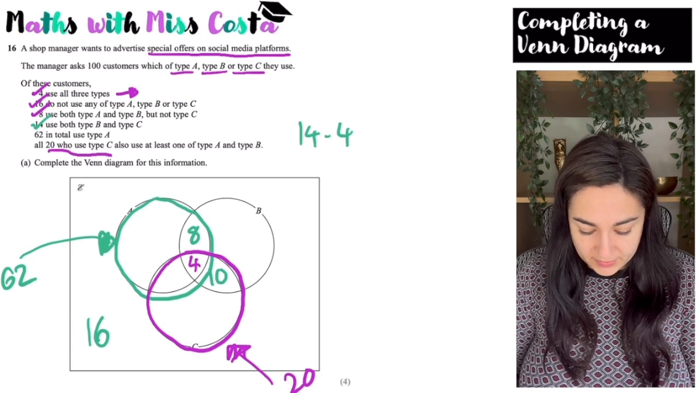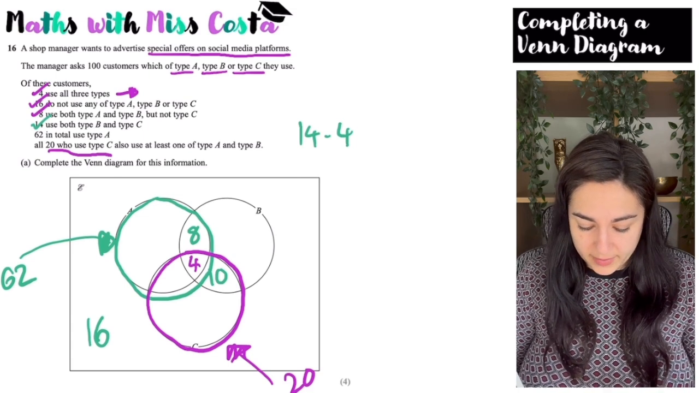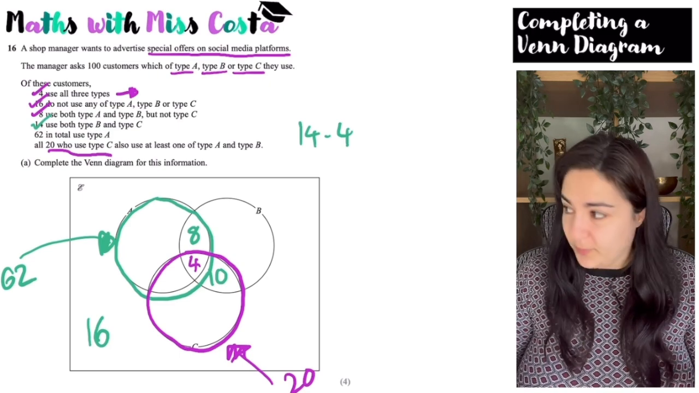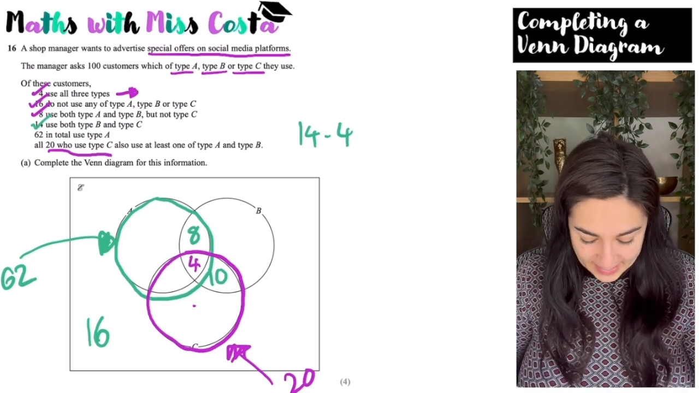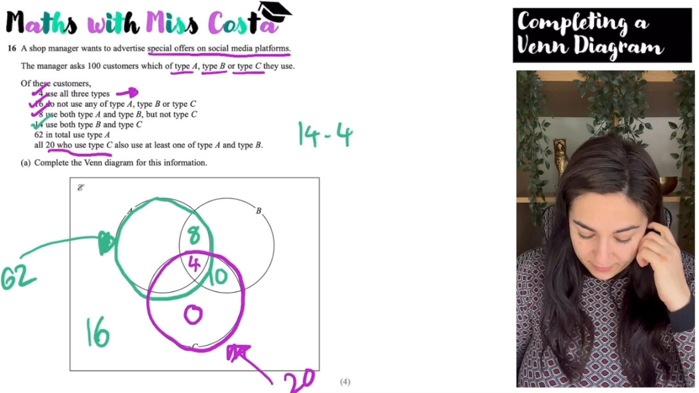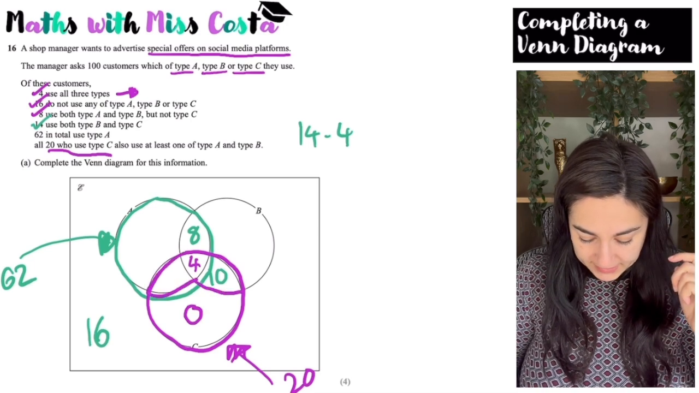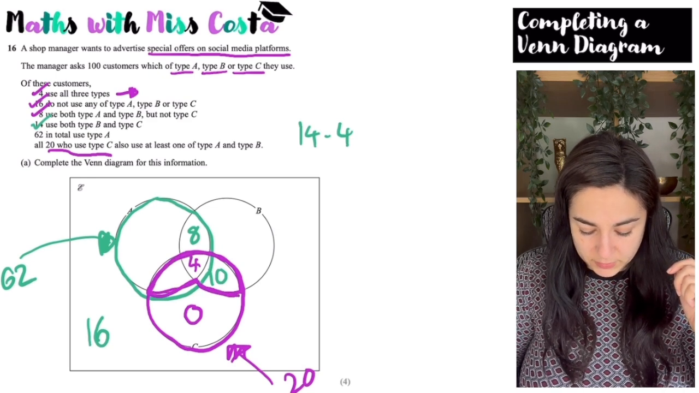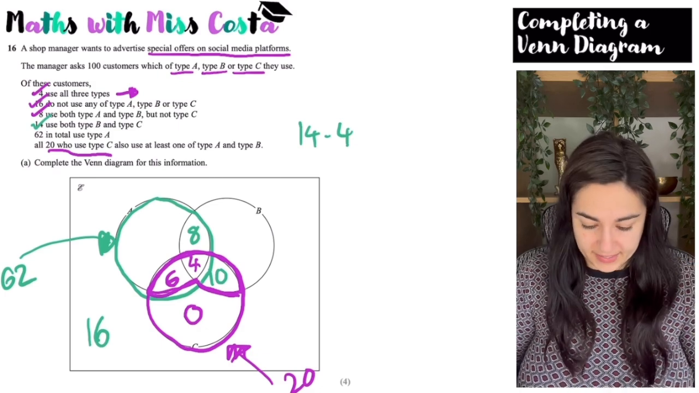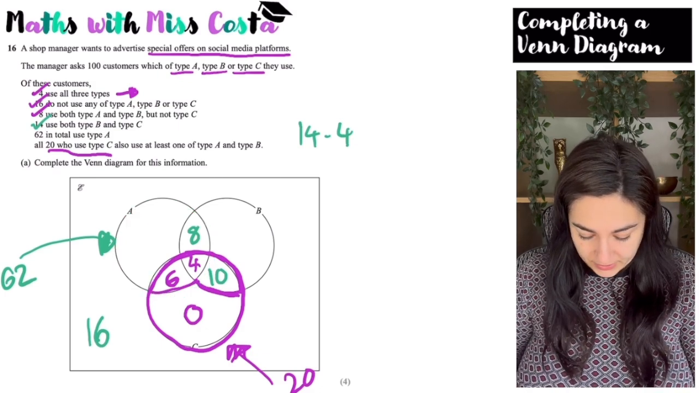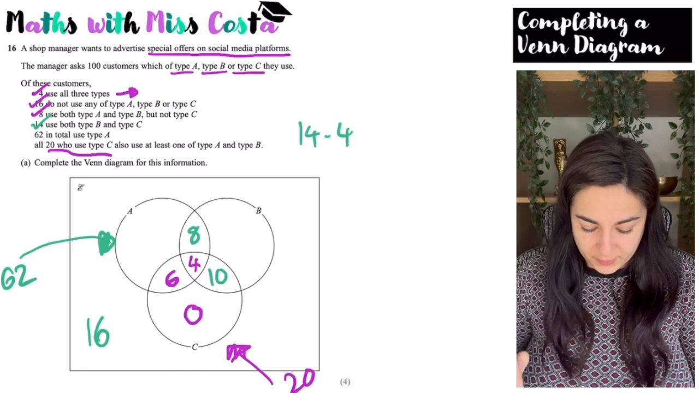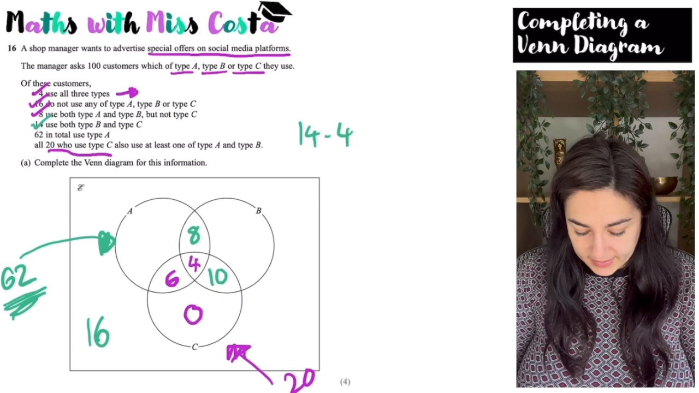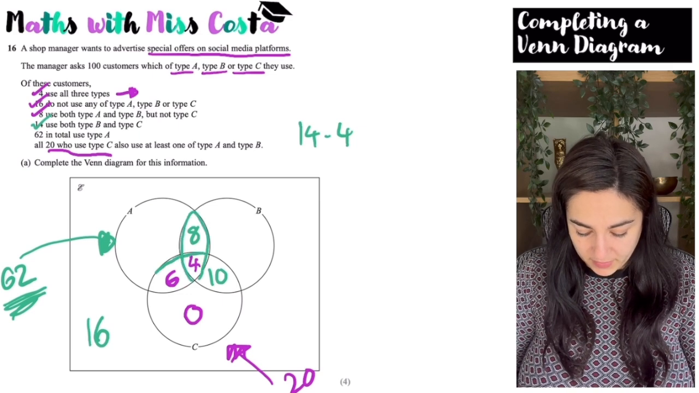All 20 who use type C also use at least one of type A and type B. So I know that there's nothing in here and that all 20 of type C must be in this bit. So 10 plus 4 is 14, which leaves 6 over here. Okay, so I filled that in. I know that over here, this must add to 62, all of A. So let's take away these parts here.